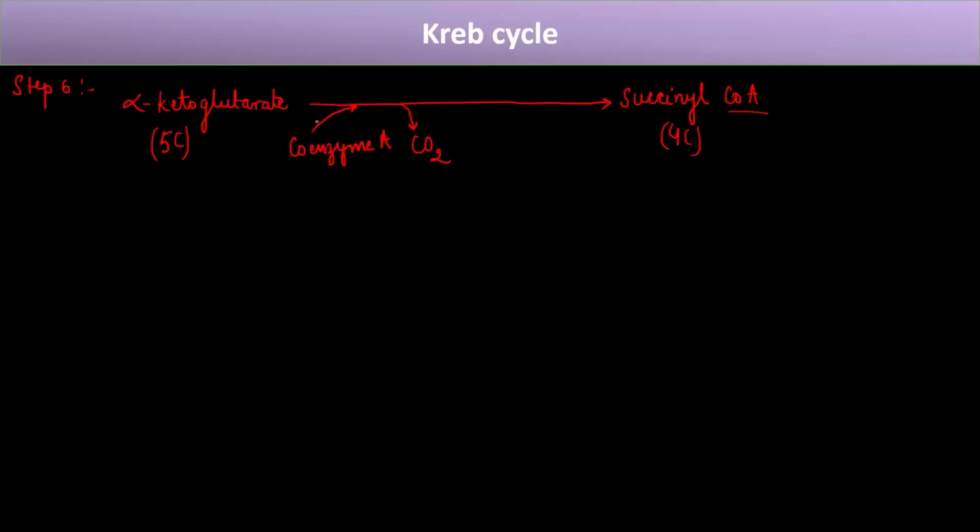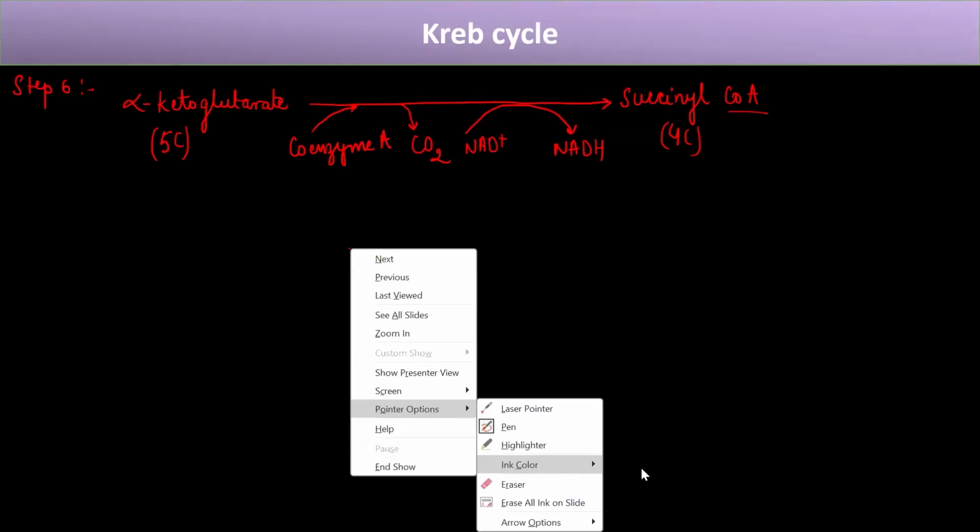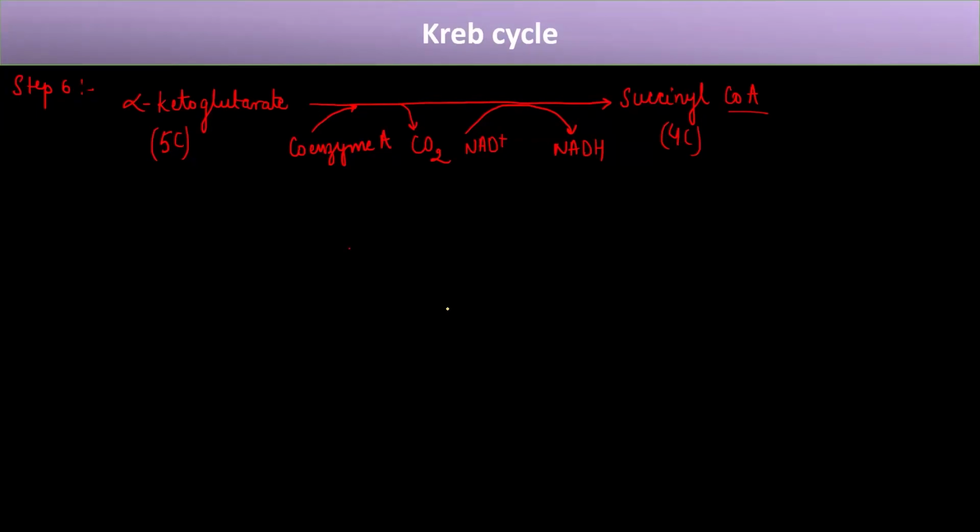So here the coenzyme A enters, CO2 is released, and apart from this, one more thing happened at this step: NAD plus gets converted into NADH. So the NADH is formed. Now, we have multiple things happening here. If you recall, we have seen this kind of reaction previously as well, right? Where coenzyme addition is taking place, carbon dioxide release is taking place, and NAD plus is getting converted into NADH.